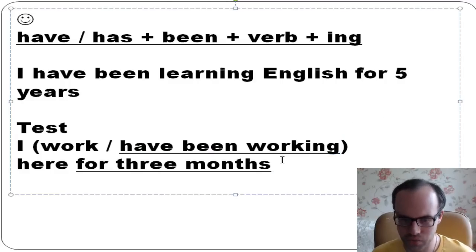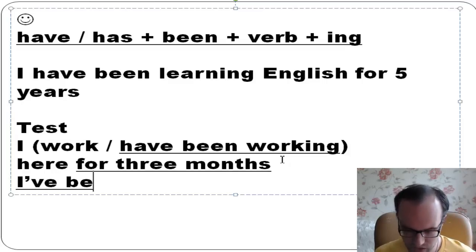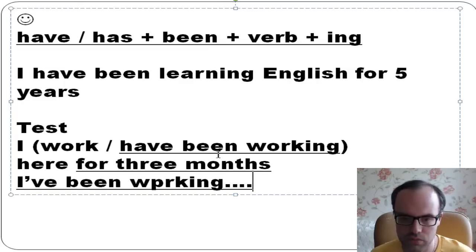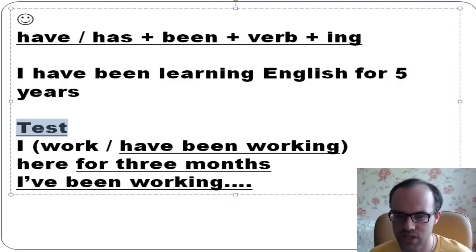You can also use a short form: I've been working here for 3 months, or a full form: I have been working here for 3 months. And we often use this tense in spoken English. So you see have, has plus been plus verb plus ing. I have been learning English for 5 years. Test: I work, I have been working. We say I have been working here for 3 months.